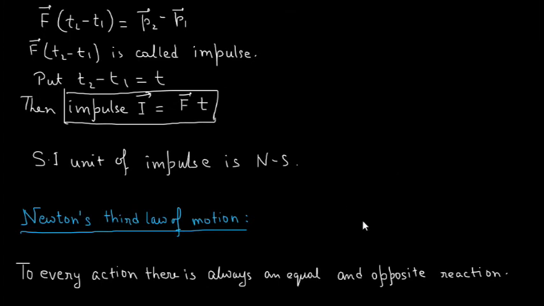Before we start Newton's third law of motion, let us see a few applications of Newton's second law of motion. First application: a cricket player lowers his hand while catching the ball. The player increases the time during which the high velocity of the moving ball is reduced to zero. Therefore, F is directly proportional to 1/T.